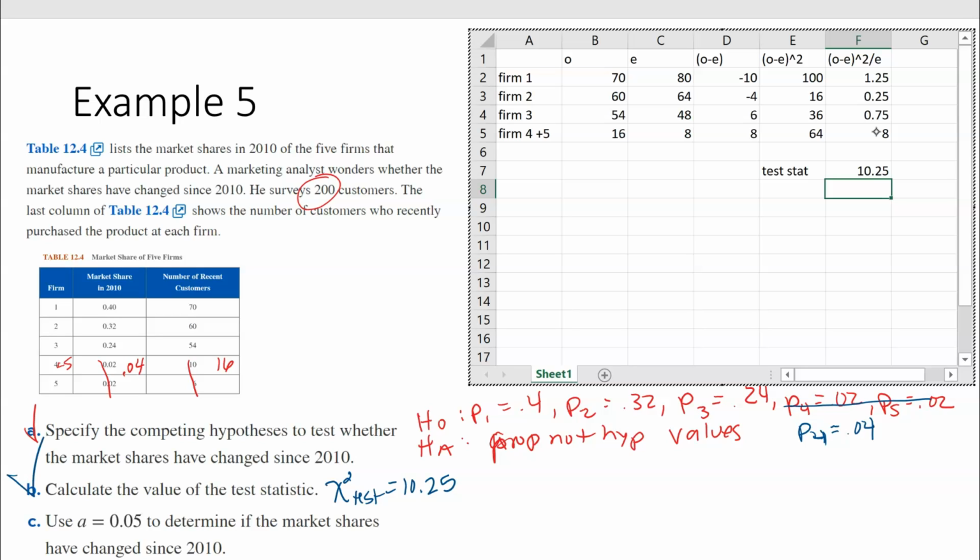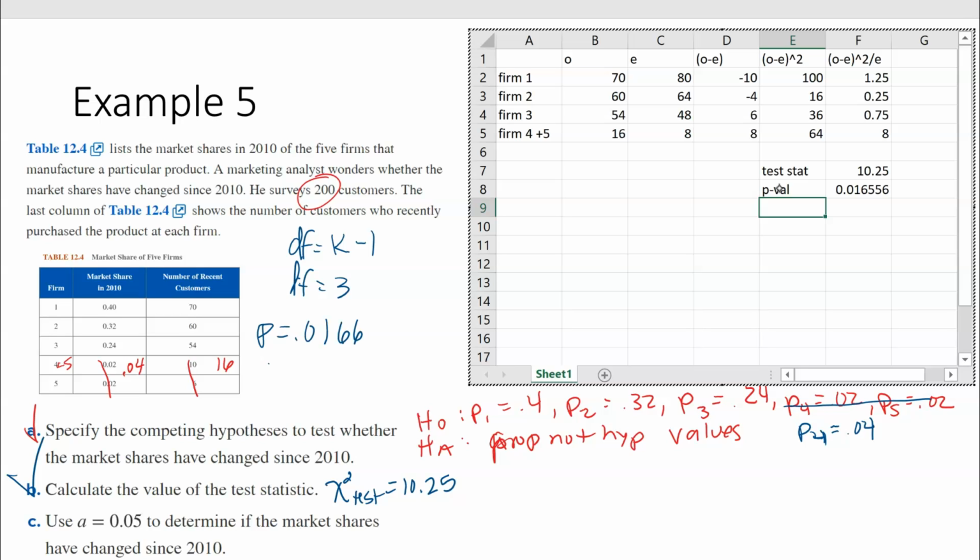So now, using an alpha of 0.05, determine if the market shares have changed. So we need to find our p-value. So let's find our degrees of freedom. Our degrees of freedom is equal to k minus 1. Now remember, originally we had 5 categories, but we changed it to 4. So our degrees of freedom is actually going to be 3. So our p-value is going to be chi-squared dot dist and 10.25 and 3. So our p is equal to 0.0166.